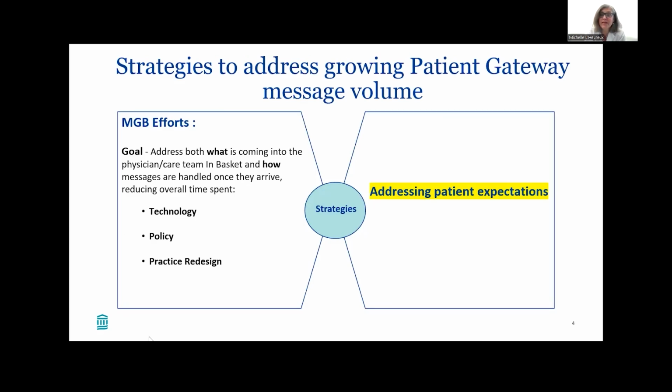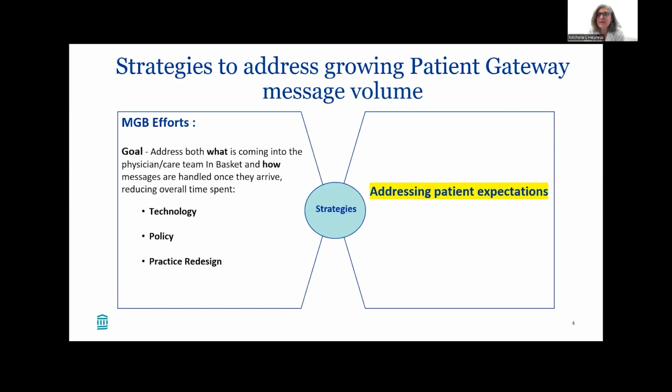So Mass General Brigham has recognized this is a crisis. We need to address how we retain our physicians, our care teams, and make the job sustainable. And so they want to look at what's coming in, what's coming from patients, but also not just that, as a system, how do we manage these messages? We can be smarter about how we navigate the management of these messages, who manages what, and really maximize and optimize the use of Epic and technology to lessen the workload.